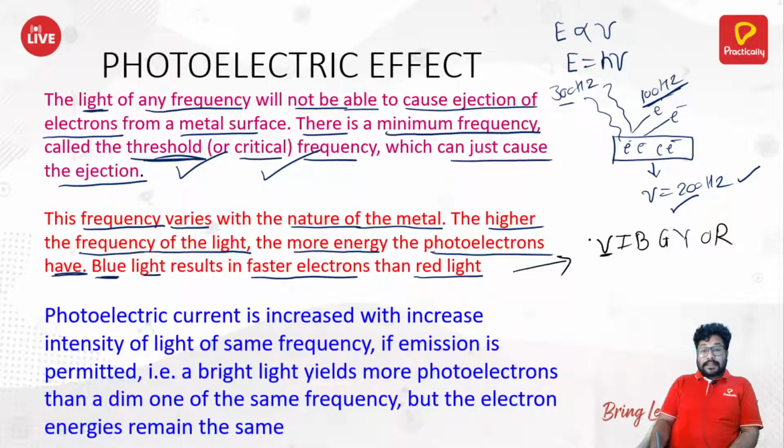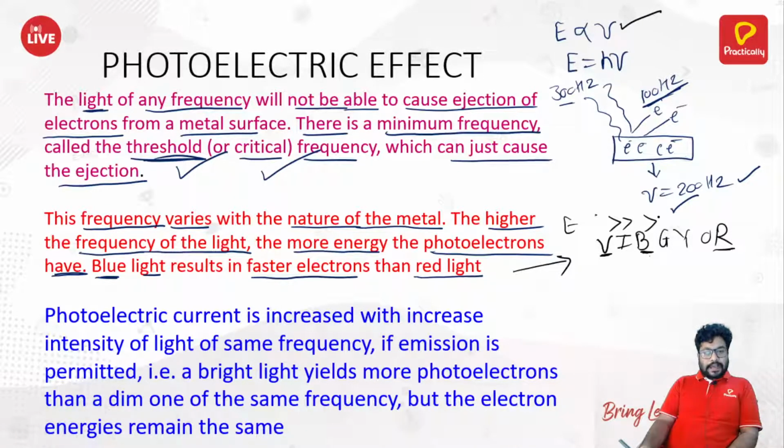Violet has the highest energy. Energy is decreasing from violet to indigo, indigo to blue, blue to green. So you can see here, blue has higher energy than red. We have already seen this visible light spectrum in the earlier sessions. So if blue light has higher energy than red, it will definitely have a higher frequency than red.